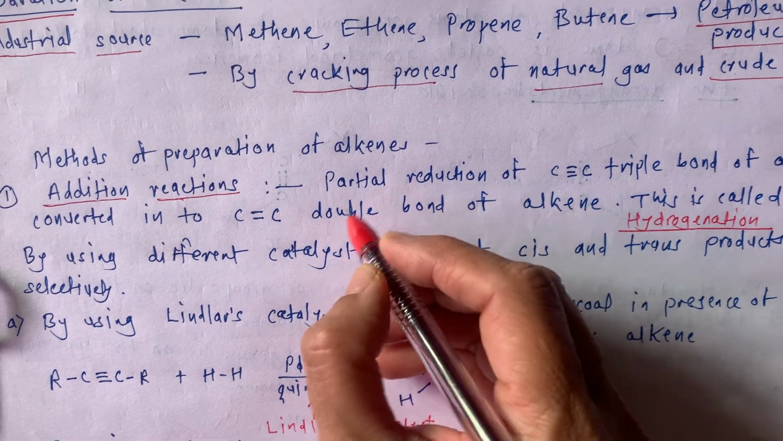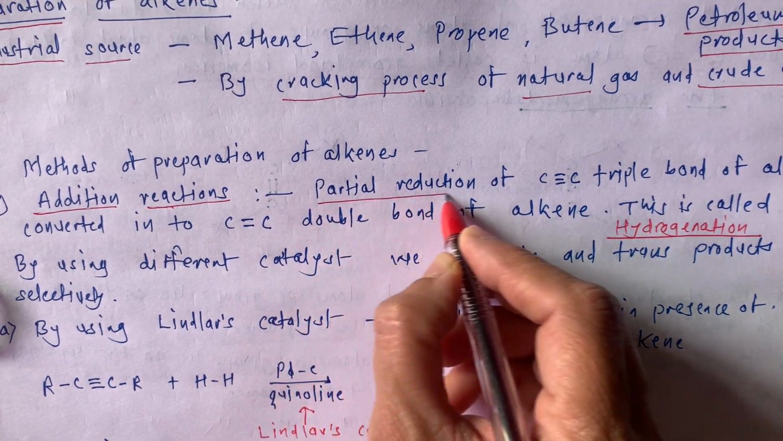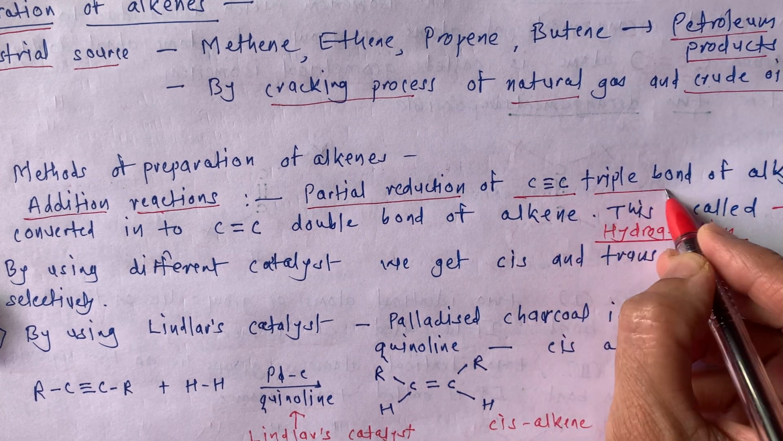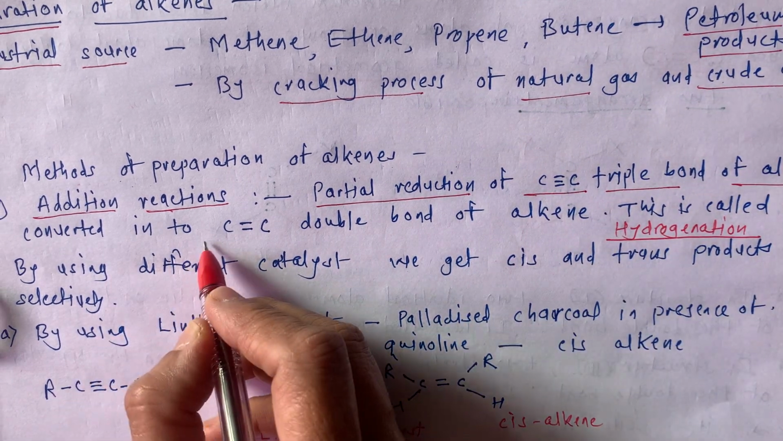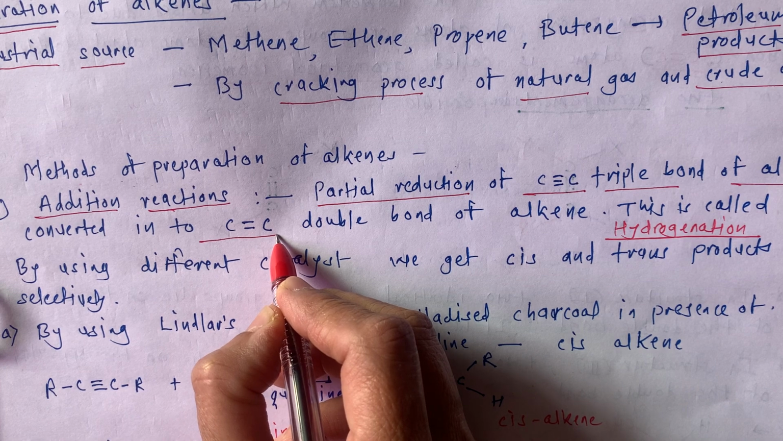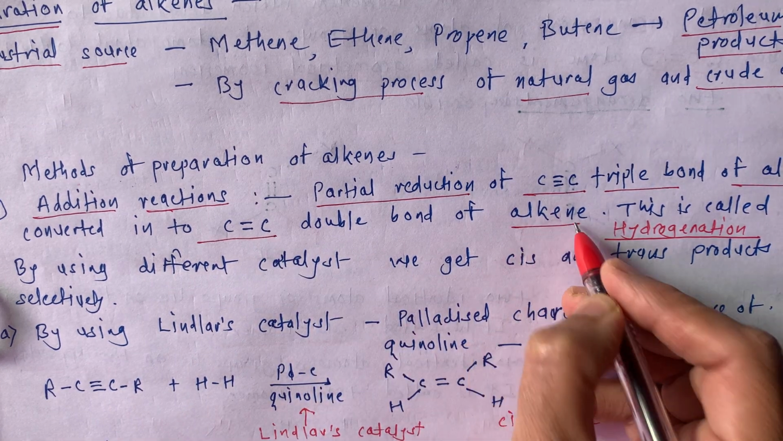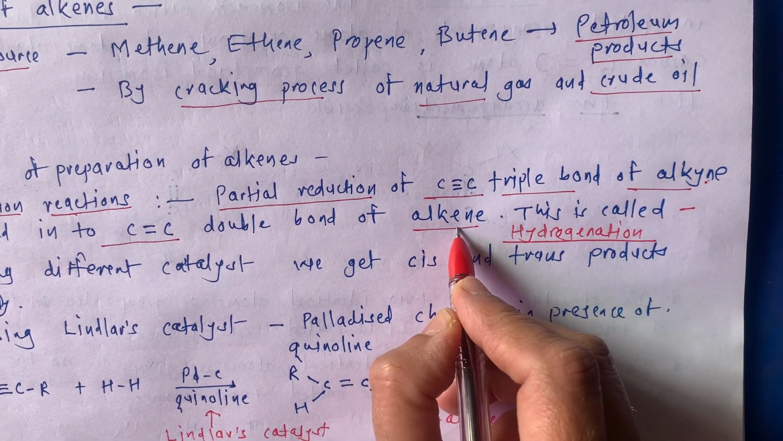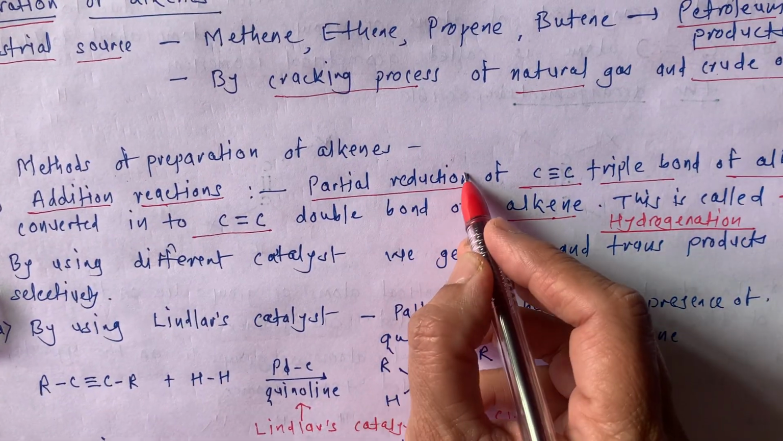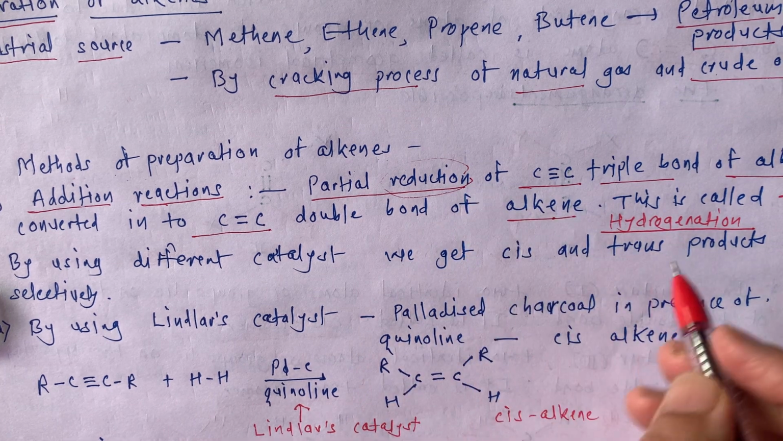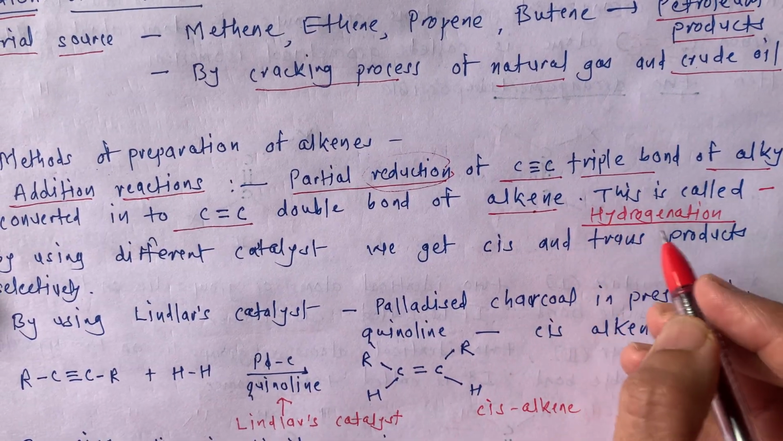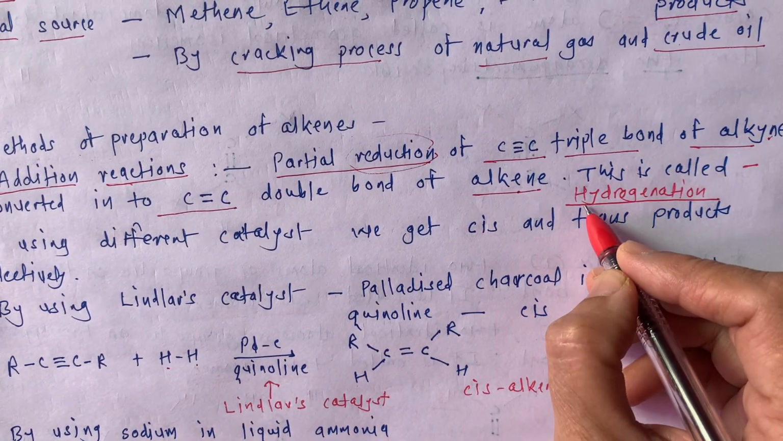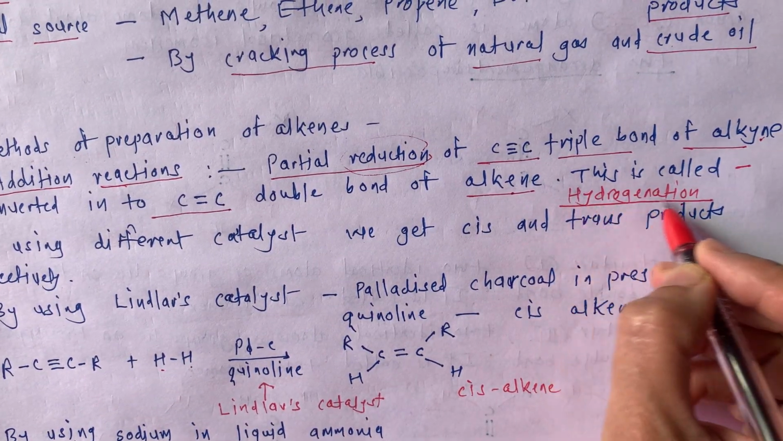Similarly here we are going to do partial reduction of alkyne, where the triple bond of alkyne is converted into the C double bond C of alkene, means alkyne is converted into alkene. And this reduction is the addition of H and H, addition of an H2 molecule, which is nothing but hydrogenation.